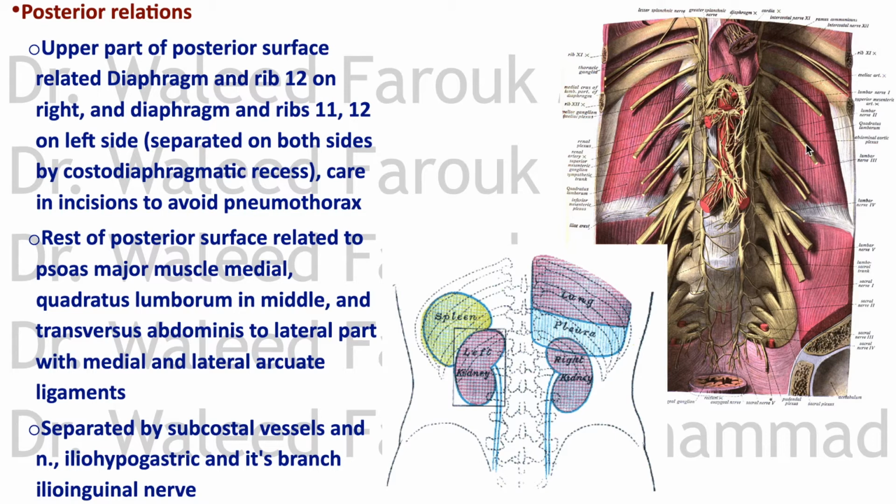But since the left kidney is slightly higher, it is related also to the subcostal nerve and vessels. So for both kidneys, the iliohypogastric and ilioinguinal nerves are related to the back, or the posterior surface, of the kidney, but on the left side add the subcostal nerve and vessels, because the left kidney is slightly higher than the right kidney.